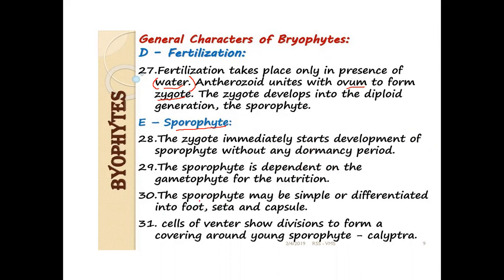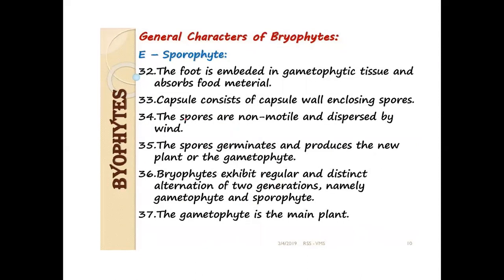So when we talk about the sporophyte, we come across three important parts, which are called foot, seta, and capsule. Foot, seta, and capsule. These are the three parts of the sporophyte of the Bryophyta. Bryophyta alone have these plants.